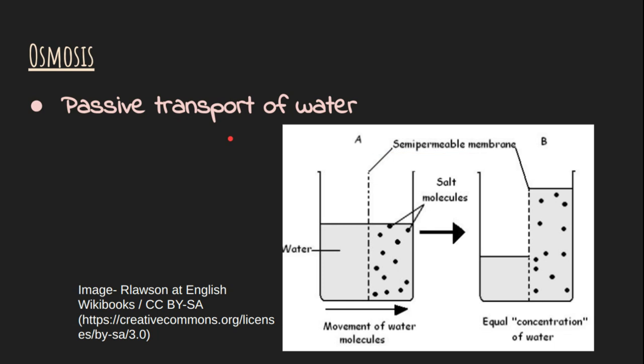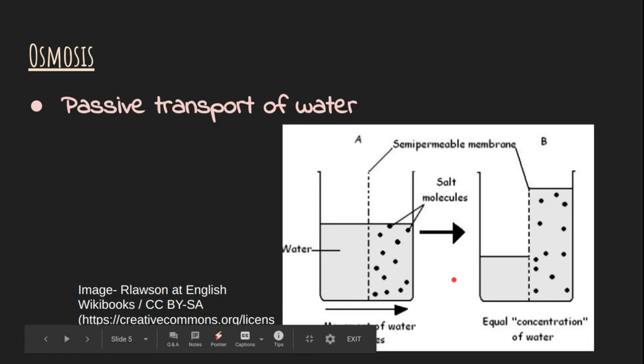So osmosis is a specific type of passive transport, and it's only meant for water. So water is so important that it has its own type of passive transport. So every time we talk about water undergoing transport, we usually call it osmosis. So this is an example of how water undergoes transport.